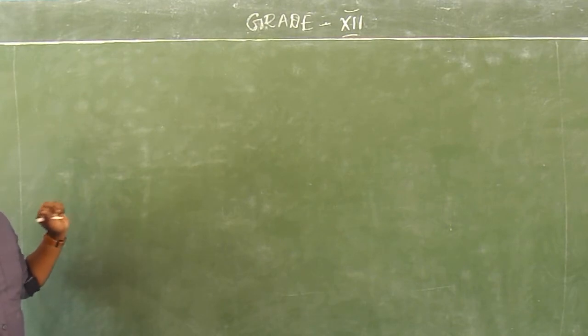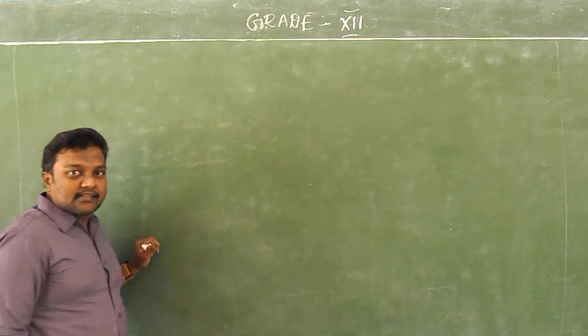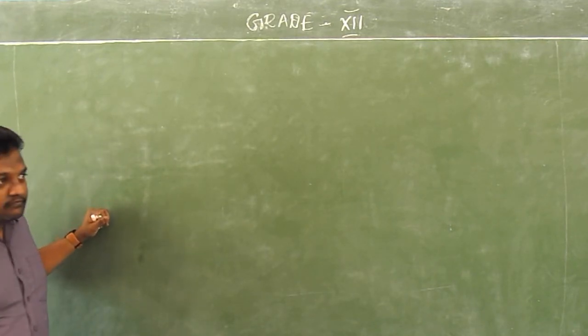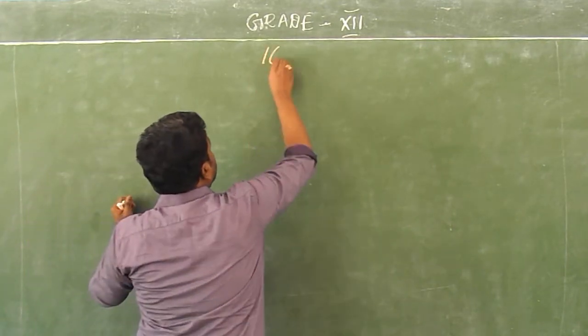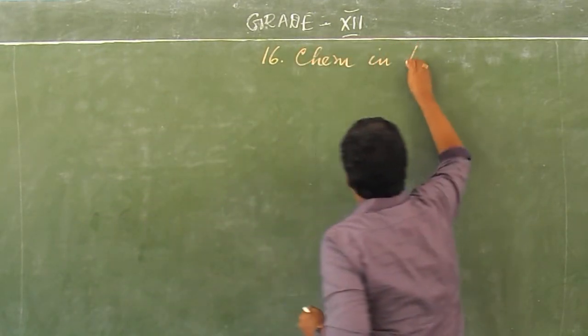Today we will start with chemistry in everyday life, chapter number 16 from module 2. So we will start with chapter number 16, chemistry in everyday life.